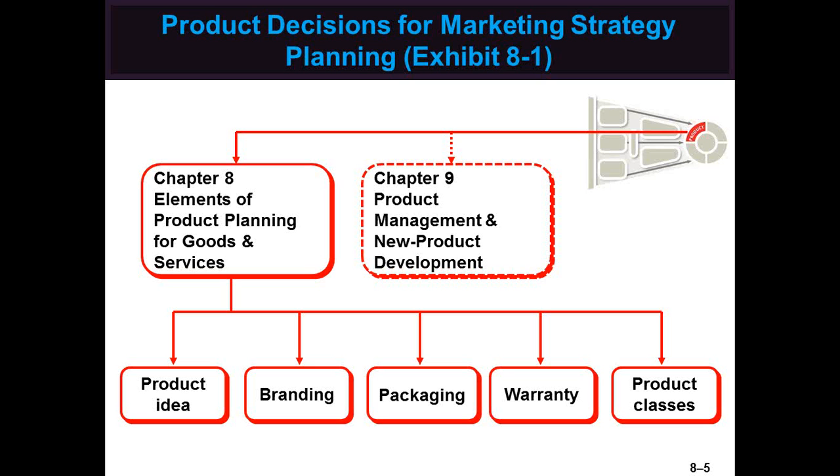Branding is a key product strategy area. Marketers need to decide what types of brands they wish to produce. The package is more than just a means of protecting the product. It can also help to promote the product or enhance its use. Marketers must decide if they want to offer product warranties, and if they do, how extensive the warranties will be. The type of consumer, the product class that will use it, determines if a product is a consumer or a business product.